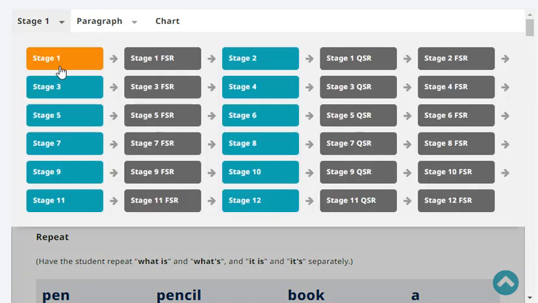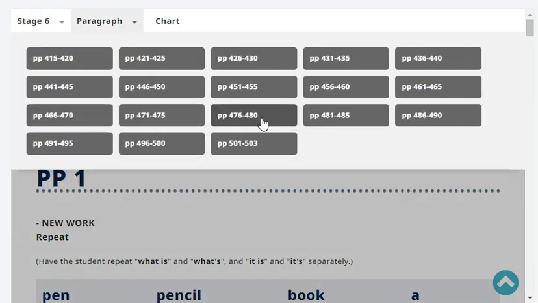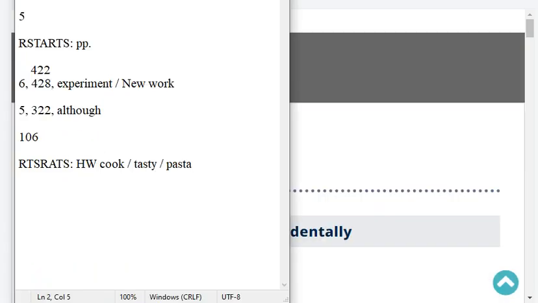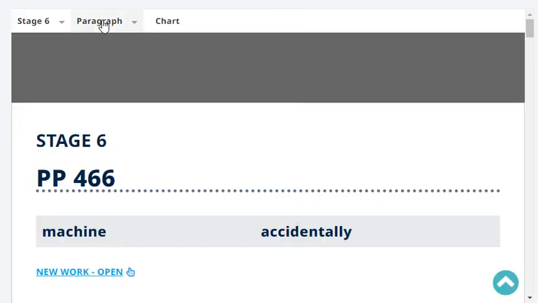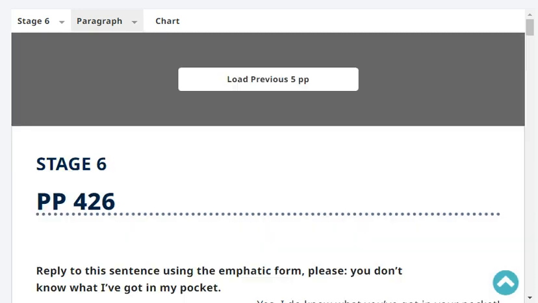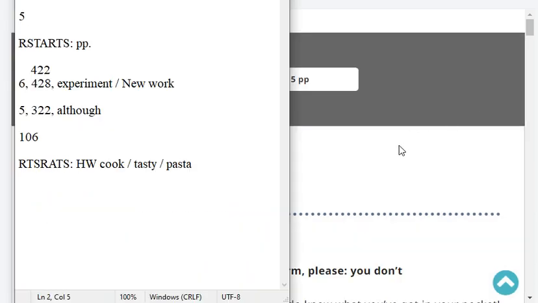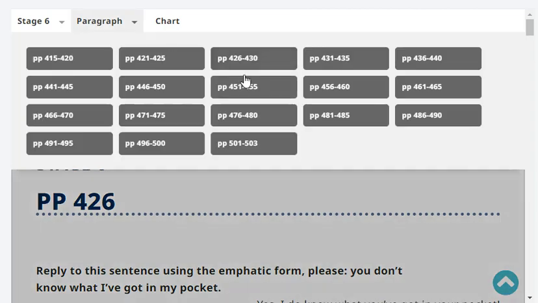Page 6, paragraph page 428. Okay, and our last headword was experiment, new word type of lesson.